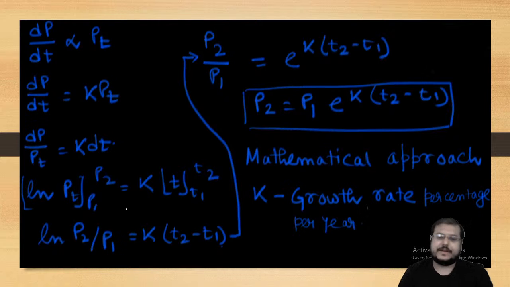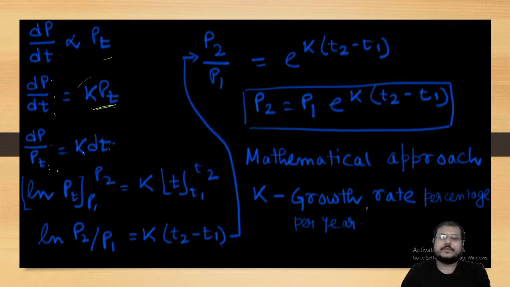Now, as the dP/dt value is directly proportional to Pt, then dP/dt is equal to K Pt, where K is the proportionality constant. So dP/dt is directly proportional to Pt, as we have discussed, so dP/dt is equal to K Pt, where K is the proportionality constant. And dP by Pt is equal to K into dt.